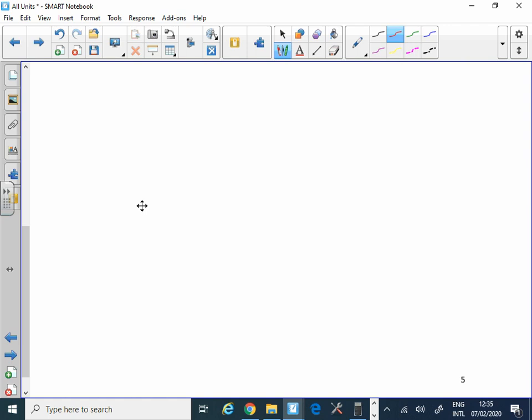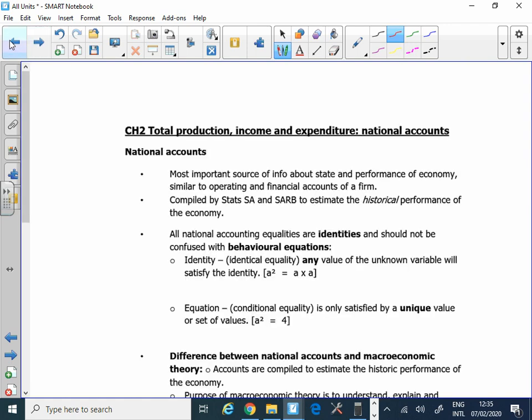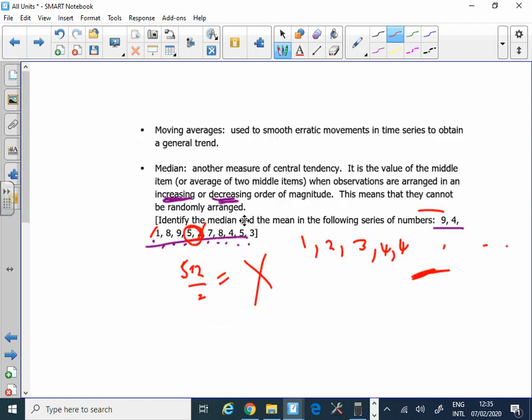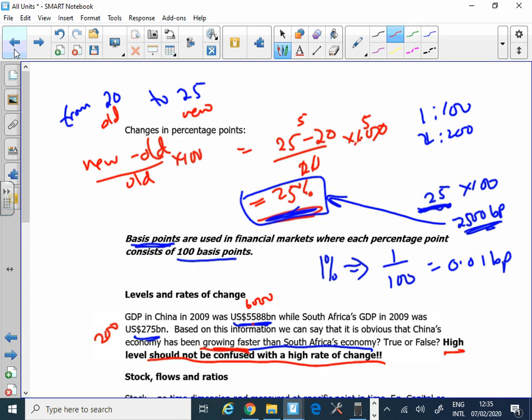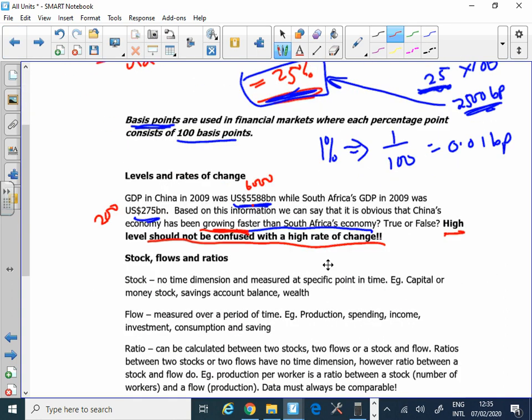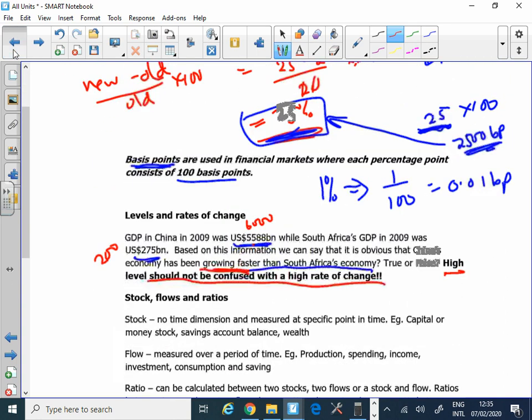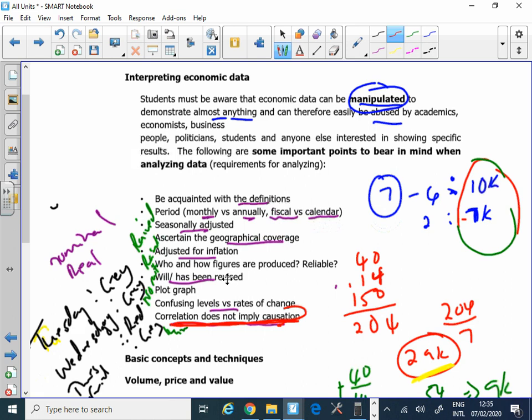So that's it for our introduction part in terms of our study unit 1, where we are just introducing the concepts, what we are going to be dealing with, the numbers and the calculations that we are going to be using. So that's our study unit 1.